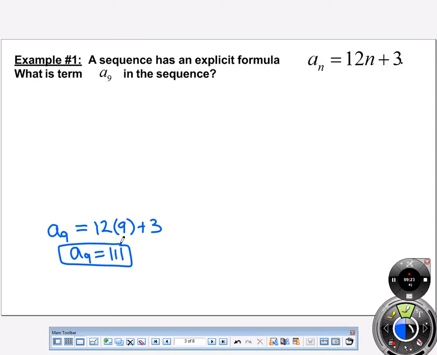So the 9th term of the sequence is 111. Fair enough? So do you see why people would like to be given an explicit formula? Now, if I wanted to find the 100th term, I can just plug in 100 and find the 100th term. I don't have to know the 99th and the 98th and the 97th to figure out the 100th term. Okay? Are we good with the notation and how all of that works?